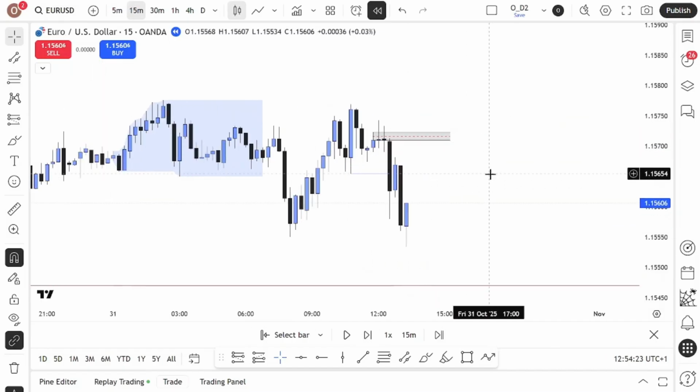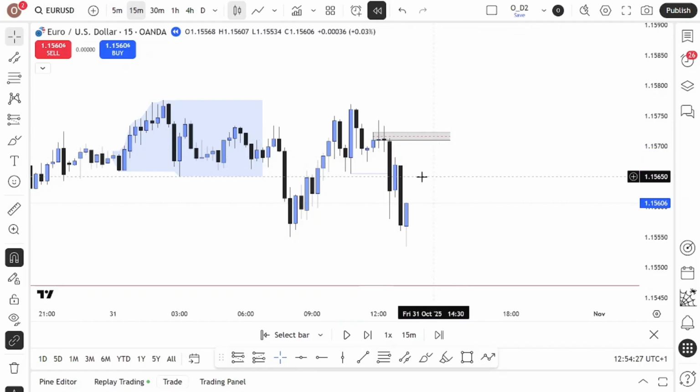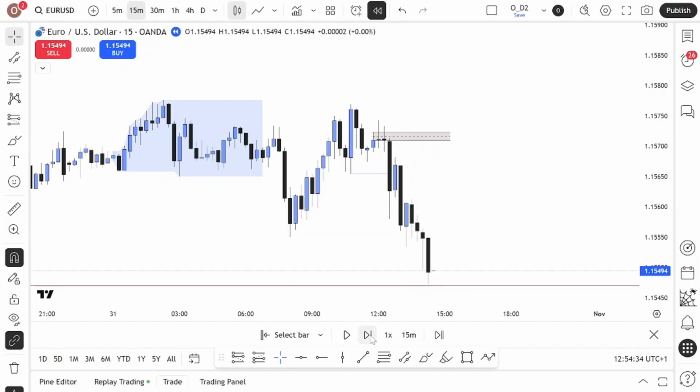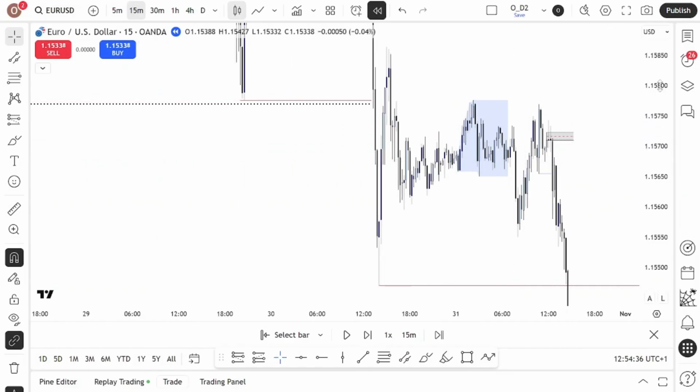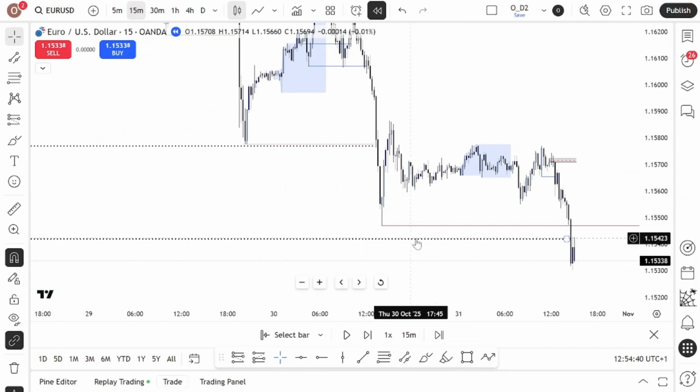Then I was waiting for a pullback into this imbalance level, ultimately into here, and that never happened. We saw the pullback, but it never filled that area. So we just got volume all the way to the downside. If you were on this trade, you would have gotten into the trade too, to get into this lower level.